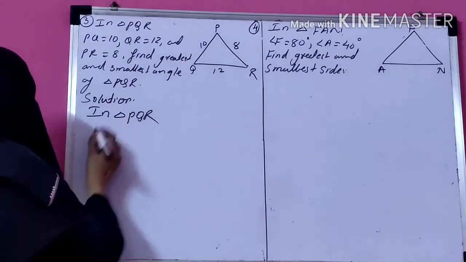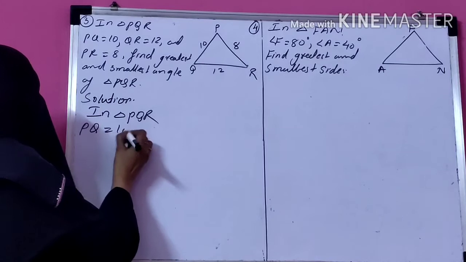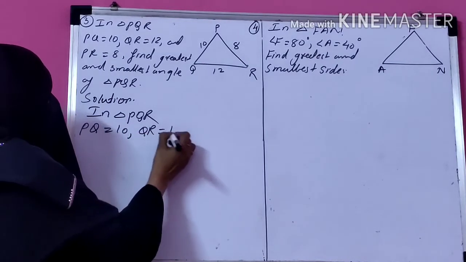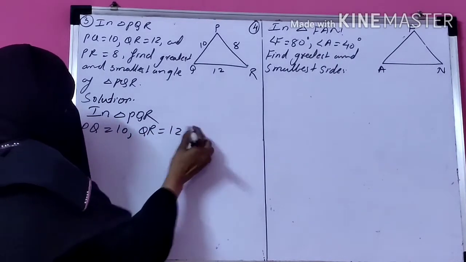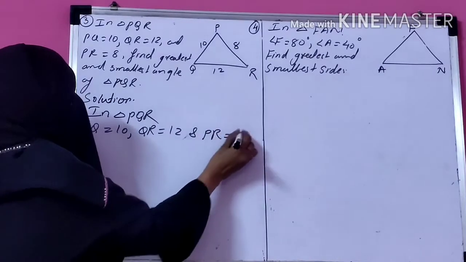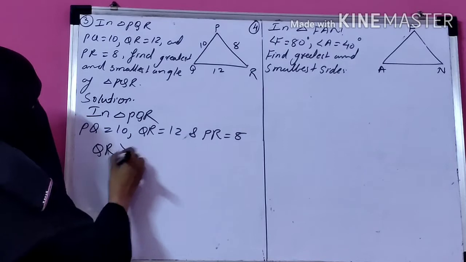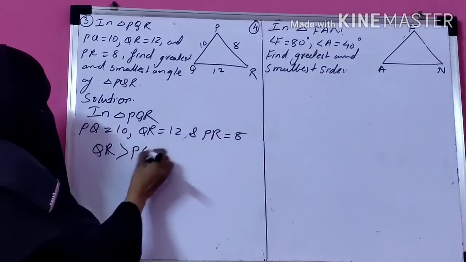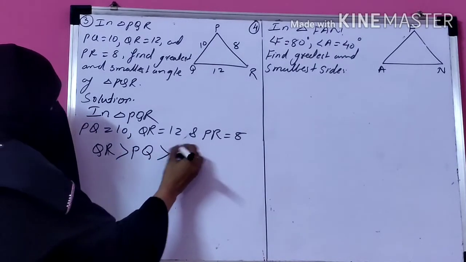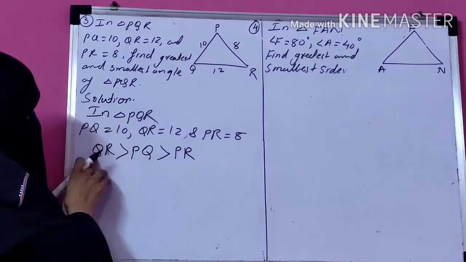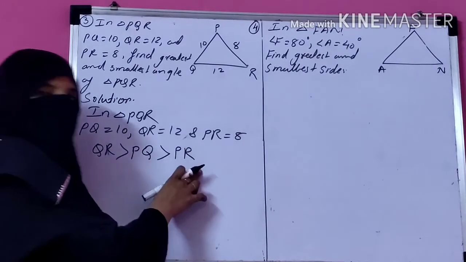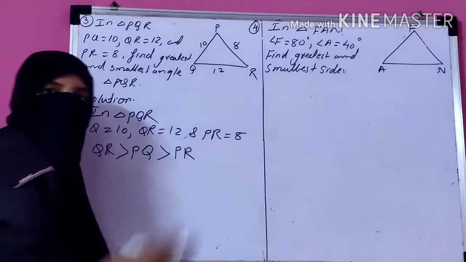In triangle PQR, PQ is given as 10, QR is given as 12, and PR is given as 8. So QR is greater than PQ, which is greater than PR. The greatest side here is QR, then PQ, then PR, by observing the lengths given.